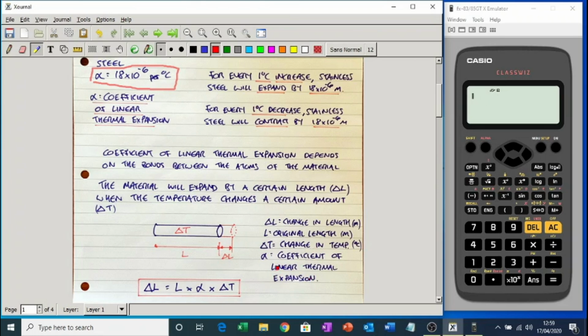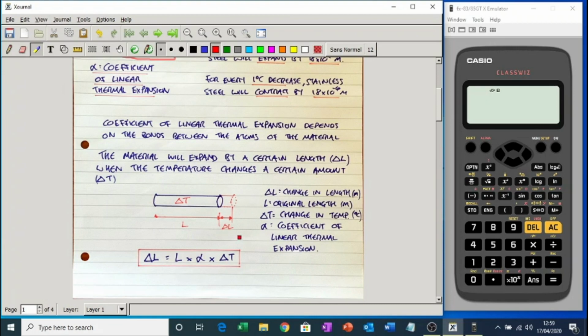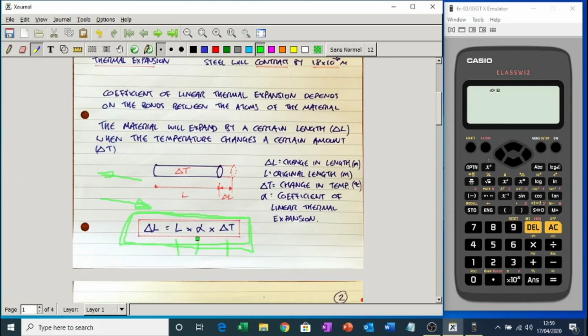Coefficient of linear expansion is the constant of the material. Here's our formula. So to work out the change in length in meters, because our length should be in meters, due to a change in temperature, we can use this formula. Length, coefficient of thermal expansion, and change in temperature. Obviously, if it's going up in temperature, the change in length is going to be going that way. If it's contracting, it's going to go the other way. So that's the formula: length times coefficient of expansion times change in temperature.